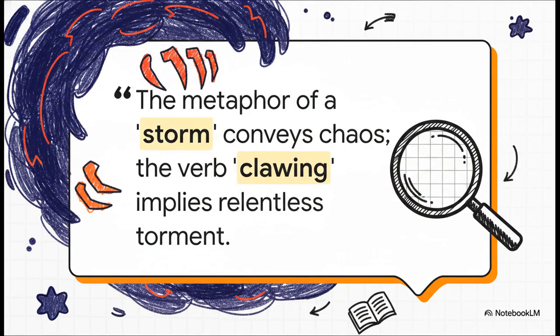And here's where all that potential gets unlocked, in the explanation. You see the analysis of the storm metaphor, meaning chaos, and then it zooms right in on the word choice of clawing to suggest torment. This is that deep, technical analysis that really impresses markers.